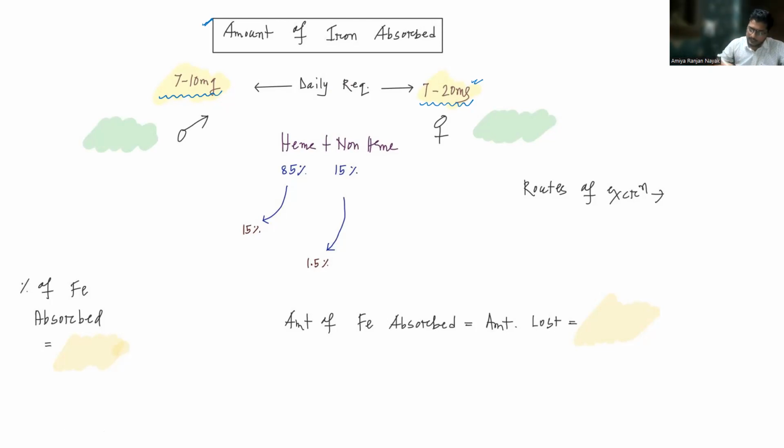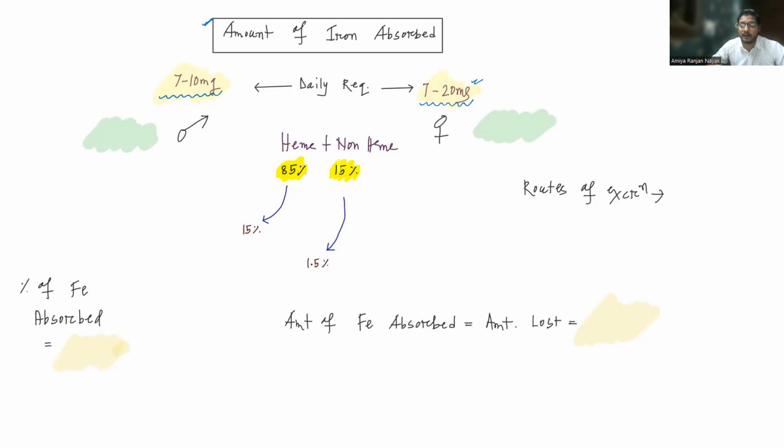Whatever iron we take, most of it is present in the heme form. Around 85% of the iron that we consume is in the heme form, and 15% is in the non-heme form. Actually, these numbers are based on Western data. Western food is predominantly made up of non-veg food, and non-veg food will contain these heme proteins, the heme form of iron.